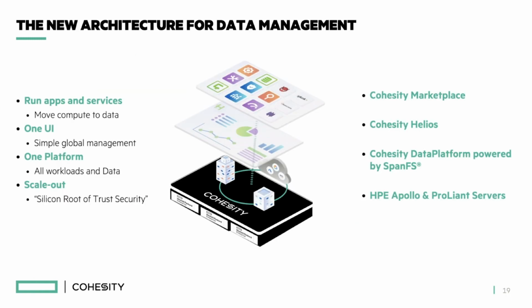So let me just conclude this section by talking about the new architecture for data management. And I'll use an analogy that our founder, Dr. Mohit Aron, uses, comparing it with Google. So what did Google do? It's just like Google consolidated all of the world's consumer data on a single platform. Cohesity does the same for enterprise data by consolidating all enterprise workloads and data on a single Cohesity data platform, which is powered by SpanFS, which is our proprietary distributed file system, our secret sauce, basically.